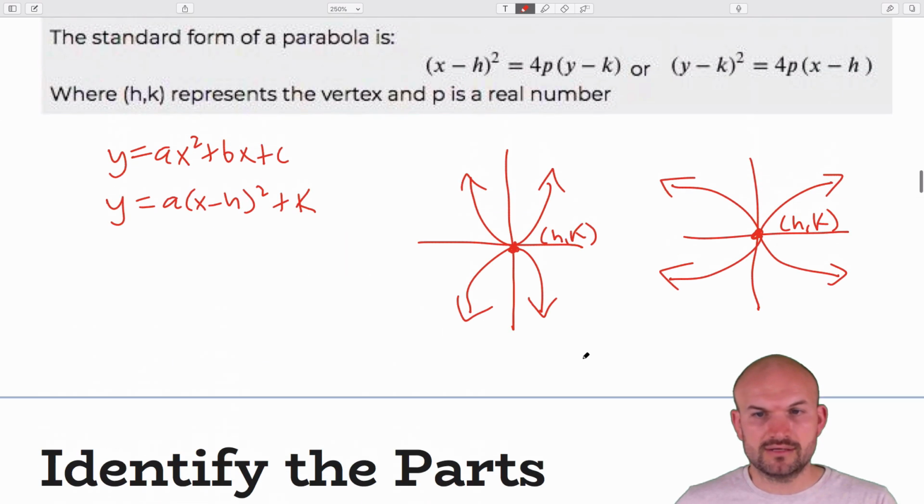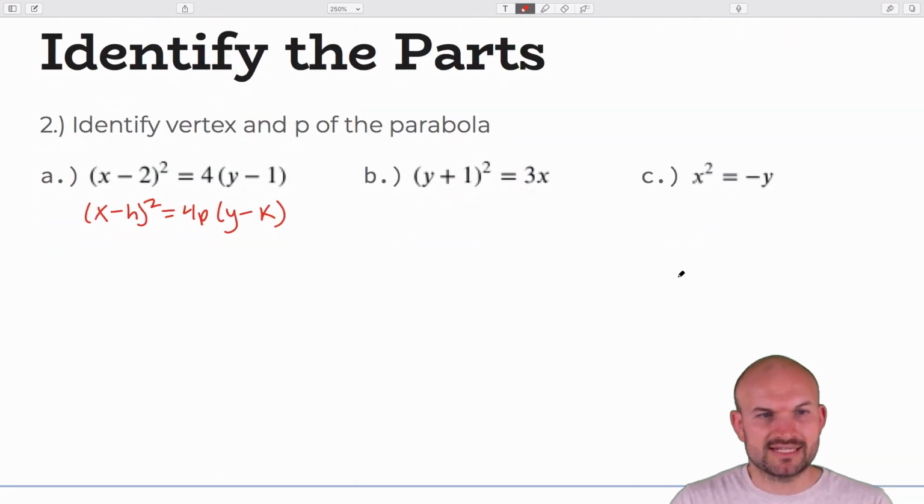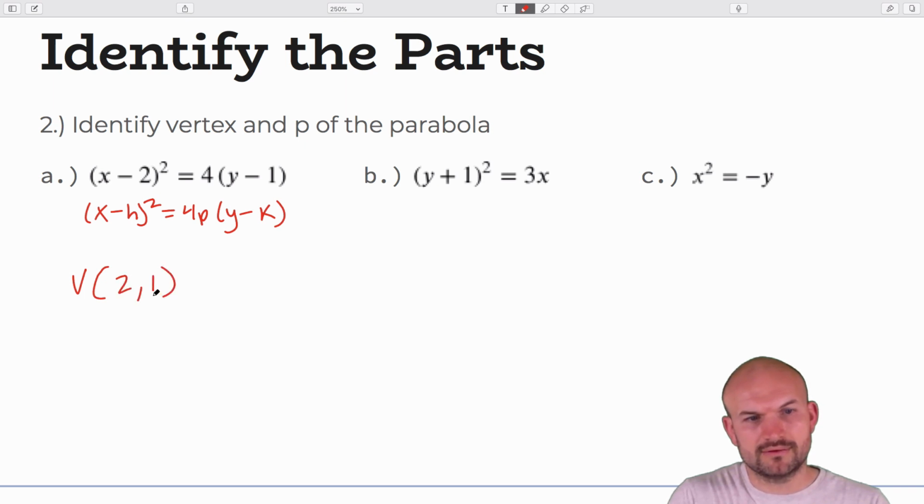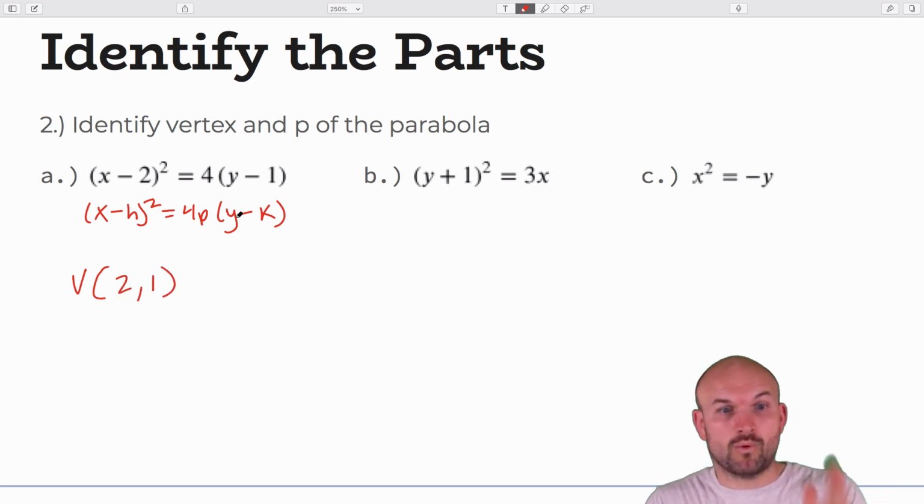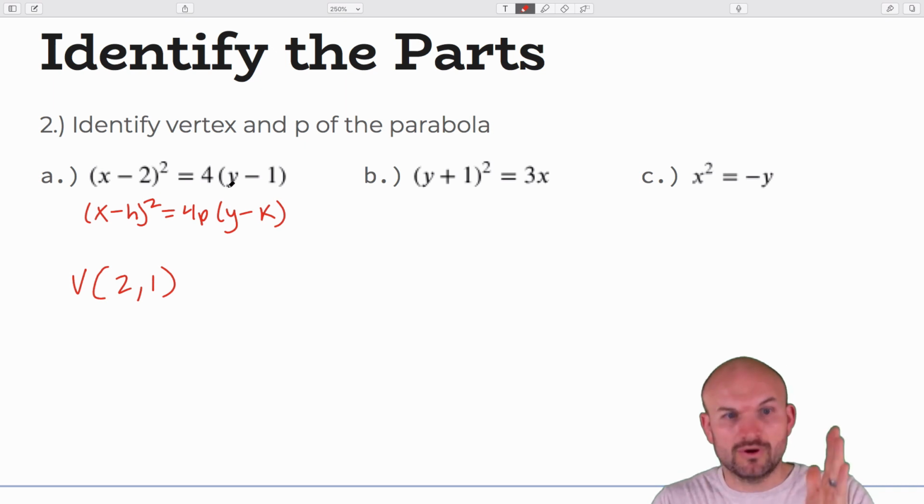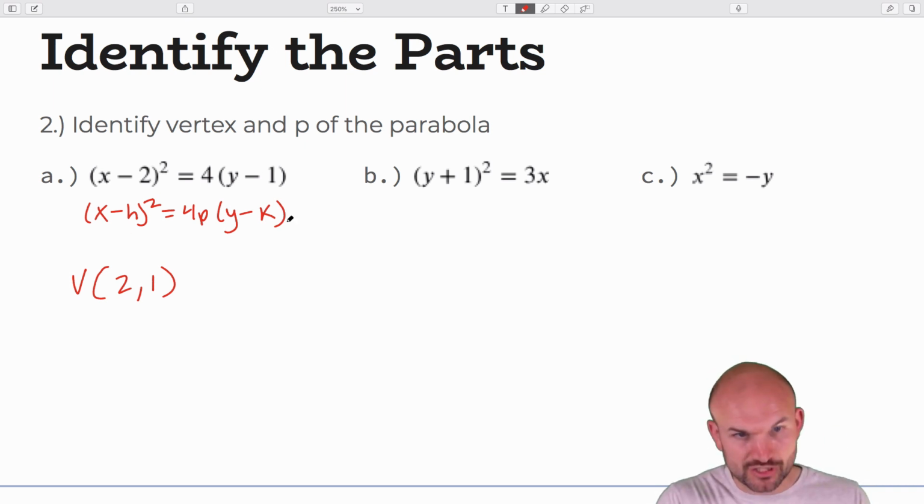You can see x is squared. All right, so in this case, we can recognize my vertex to be 2, 1. Again, remember, it's x minus h, y minus k, right? X minus 2, y minus 1. So h is 2, k is 1, right? They're not negative 2, negative 1. It's positive 2 and positive 1.